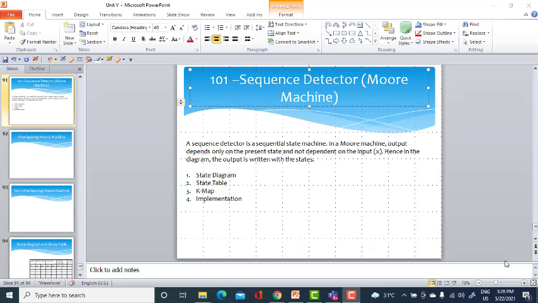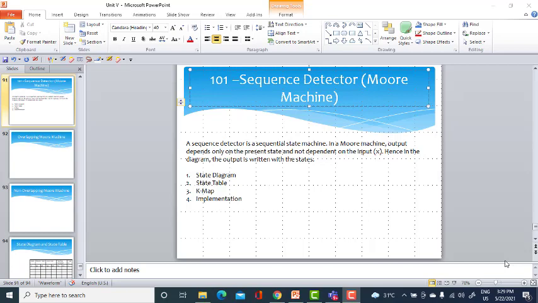In this video we will draw the state diagram and then go ahead with the state table, K-map and implementation. So keep in mind, since the Moore machine depends only on the present state and is not dependent on the input, in the state diagram the output is written within the state itself, because output is dependent on your present state.